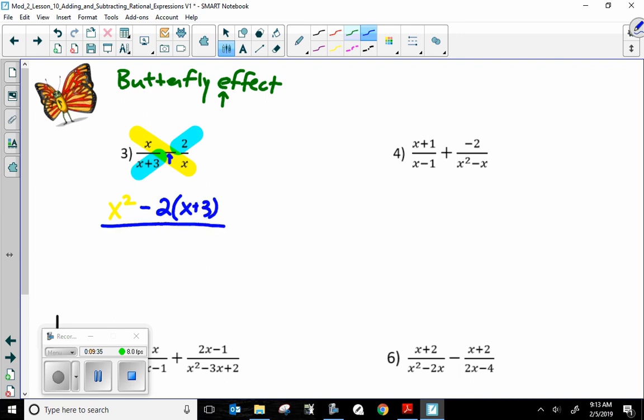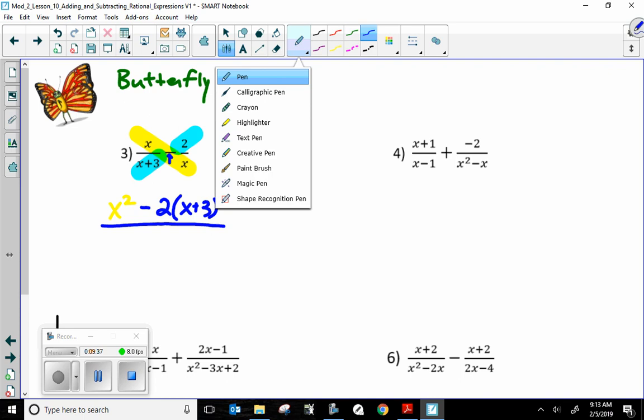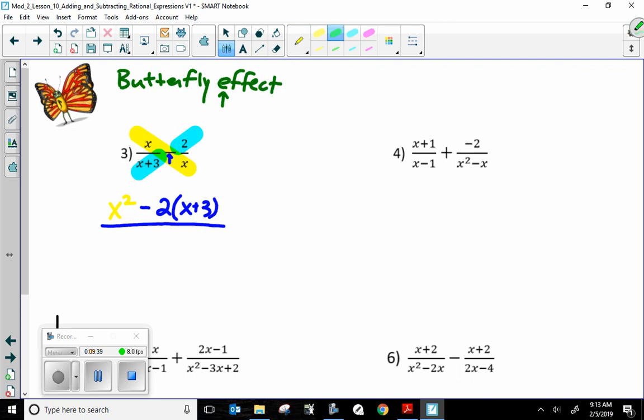But it's a fraction, right? That is all over. Now I multiply the bottoms. X plus 3 times x. And that will go in the bottom here. Okay? And if you do your little antenna, yay. So it looks like a butterfly, kind of like an Andy Warhol butterfly.